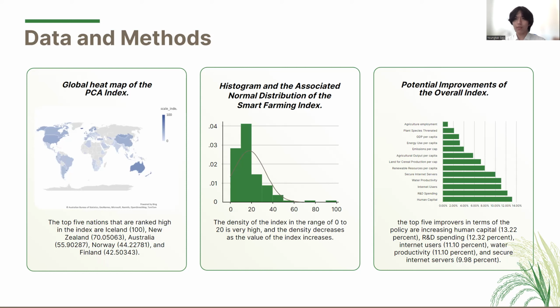shows the density of the group frequency. So the density of the index in the range of 0 to 20 is very high, and the density decreases as the value of the index increases. And next is the potential improvements of the overall index, which shows the impact of each variable in the change in the value. So the top improvements in terms of policy are increasing human capital, R&D spending, internet users, water productivity, and secure internet servers.